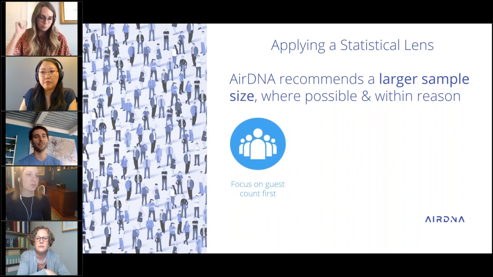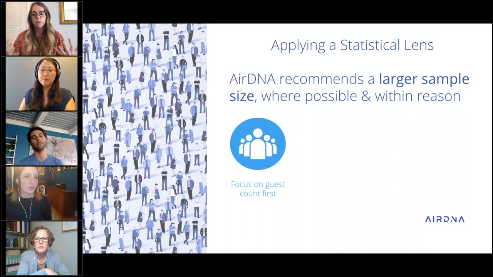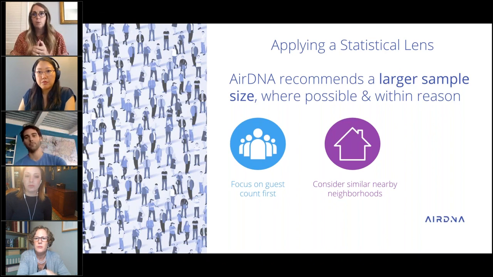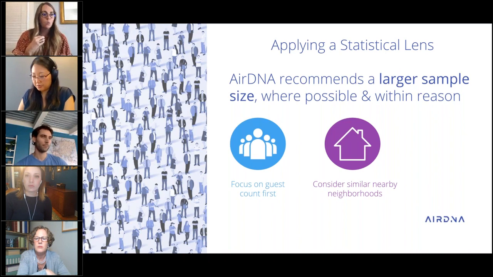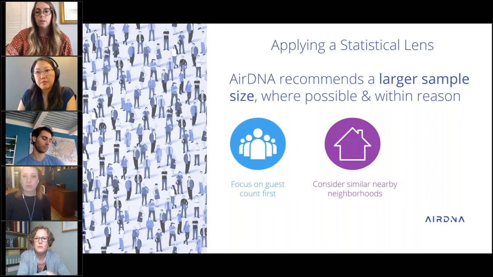A couple ways to do that are to really focus on the guest count first. So that's going to be the first thing that is either going to include your property or exclude your property from a certain set of competitive properties. And also considering similar nearby neighborhoods, like I mentioned before. An example would be, in a more urban environment, finding neighborhoods that have similar walkability, restaurants and shops nearby, that kind of thing. Because those folks are going to be your competitors too, not just the folks that are half a mile from you.